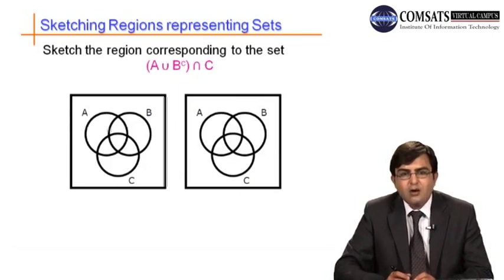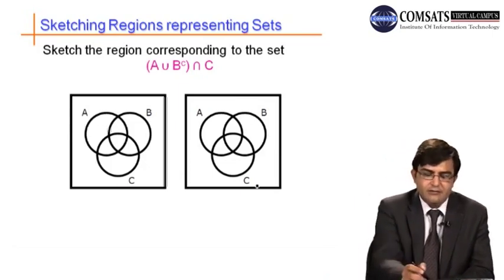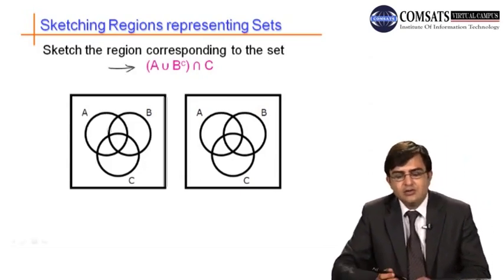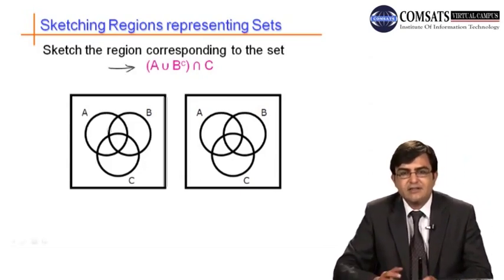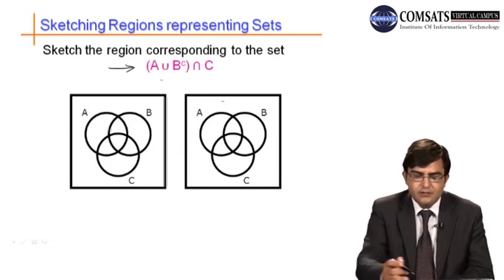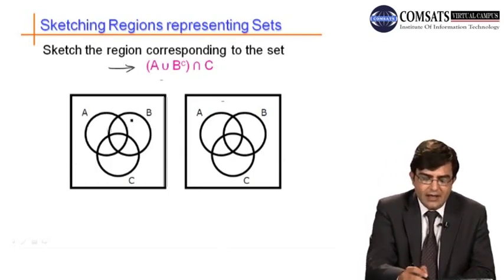Next, how we sketch the region representing sets. For example, if we have this set A union B complement intersection C, we have 3 sets. How we can sketch or how we can mark the region corresponding to this set? First of all, we have to take A. A is basically this set. This set A is this whole set.